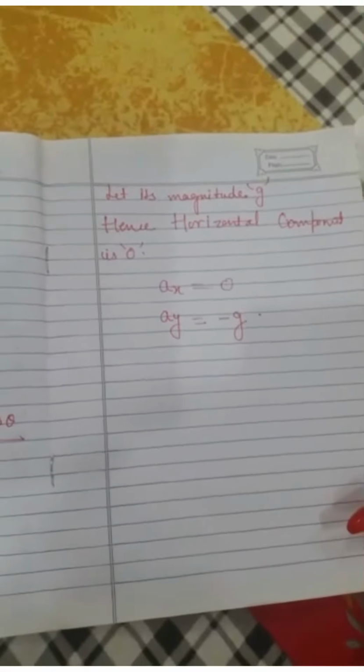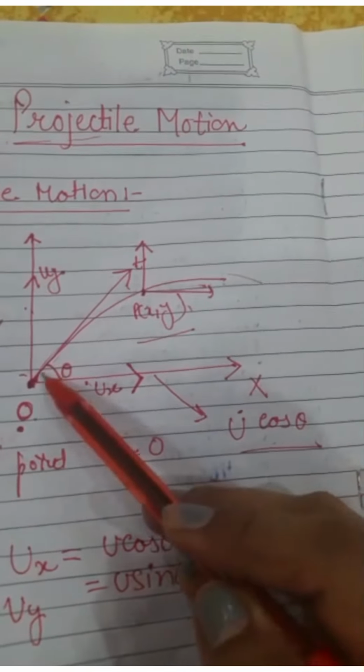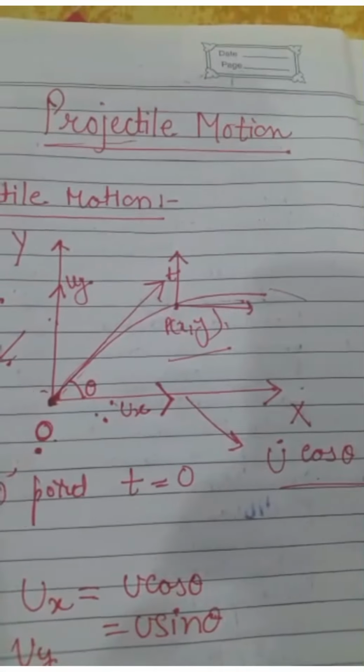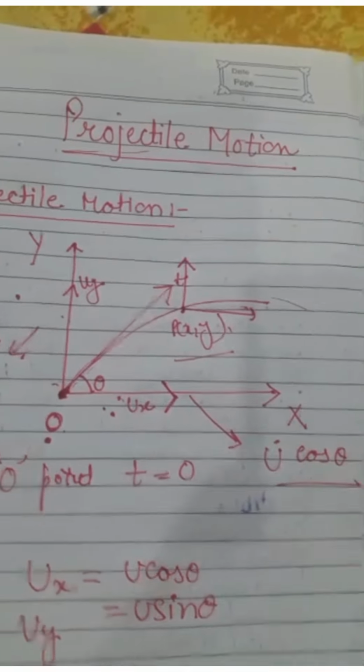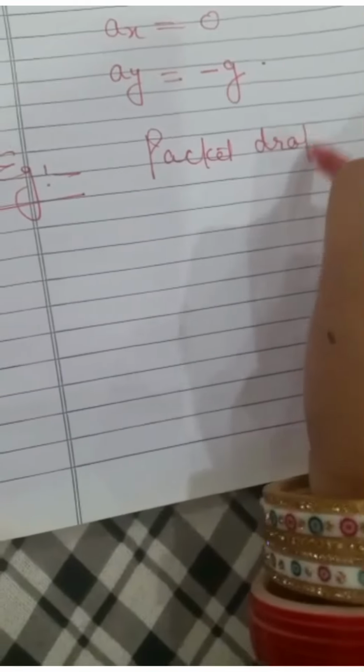In the next section we can calculate the instantaneous velocity from these kinematic equations, and then we find the maximum height and the time of flight. These are all the subtopics we are discussing under projectile motion. In projectile motion the shape of the path is parabolic, so we call it trajectory motion. There are many examples, such as a packet dropped from an aeroplane.